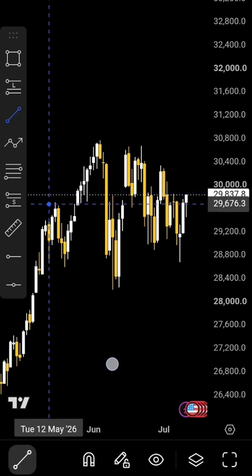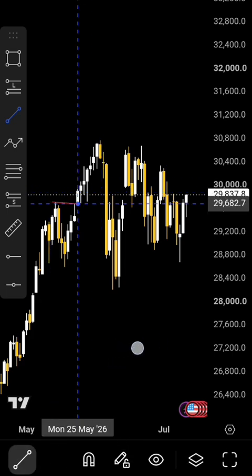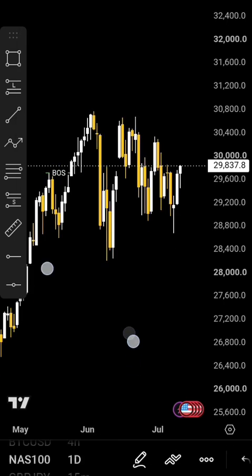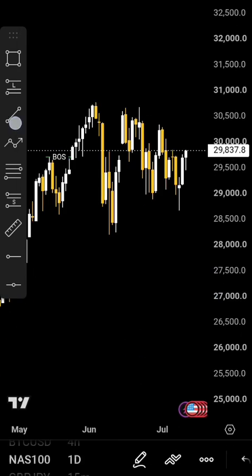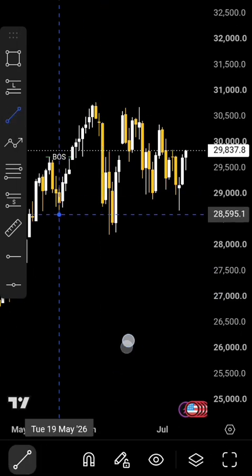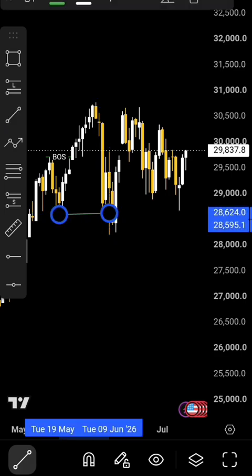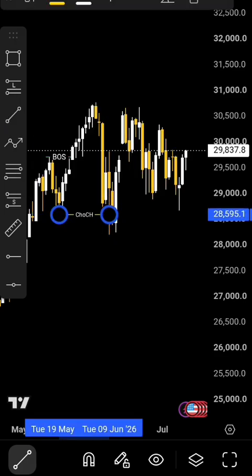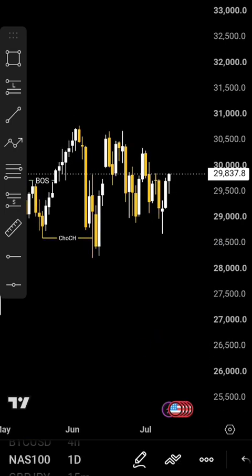We got this level here being a break of structure, right? That's actually the last break of structure that we had, right? And then price came down and cleared this low, giving us a change of character, right? So this became a change of character. Now we're on the daily time frame, right?